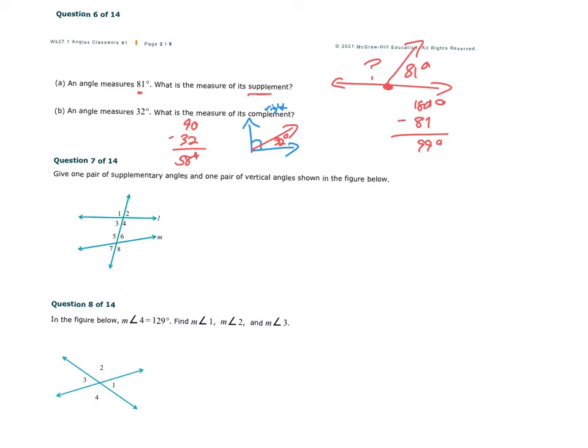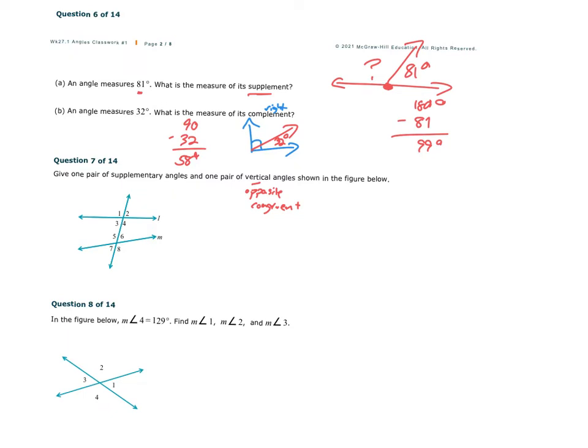Okay, next, given one pair of supplementary angles and one pair of vertical angles, give one pair of supplementary and one pair of vertical angles. Vertical angles are opposite, and they are also congruent to each other. Okay, so we could take any angle over here. Let's take angle 1. A supplementary would make a straight line, so 1 and 2 are supplementary. 1 and 3 are also supplementary.